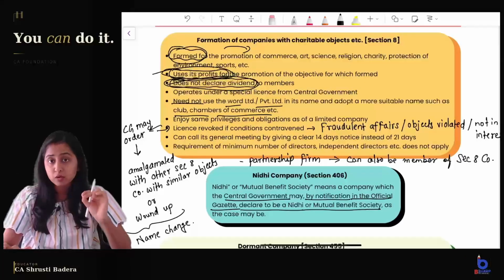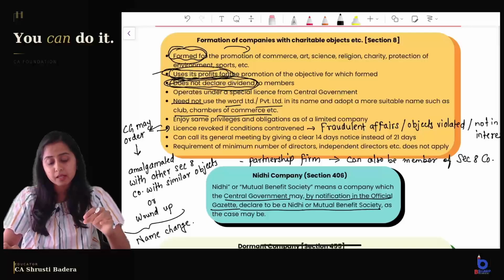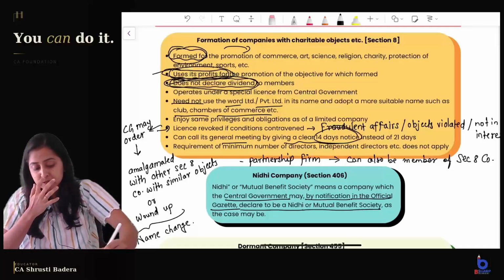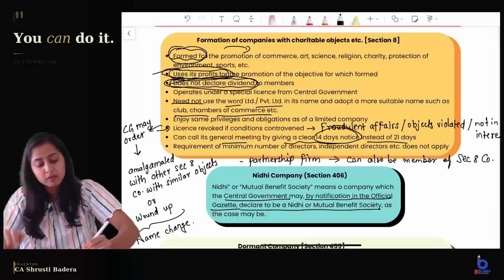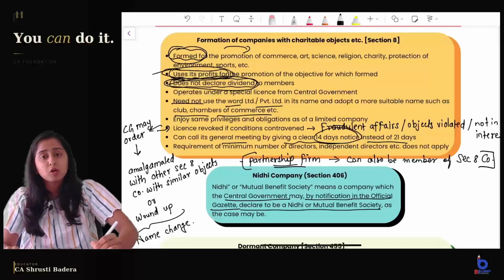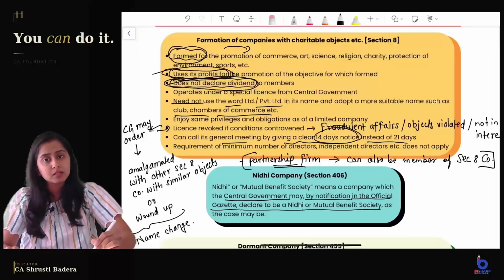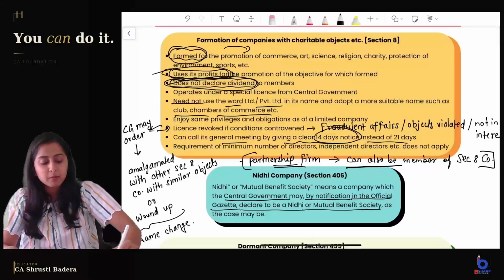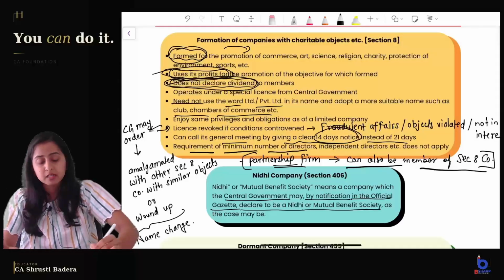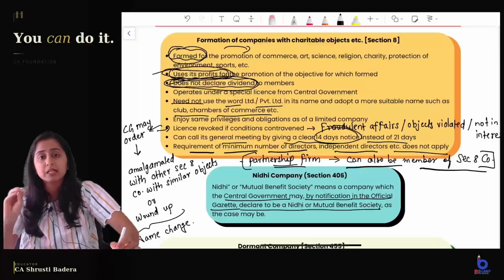Some special points on which you can be tested. Section 8 company can call the general meeting by giving a clear notice of just 14 days instead of 21 days requirement. Along with it, I find this point important which can be tested, that a partnership firm, normally, is not regarded as a person separately, so it cannot become a member in another company, but a partnership firm can become a member of Section 8 company. Also note that this Section 8 company does not require to follow the minimum number of directors or independent directors or any other committee clauses. So, many clauses have exemptions given.